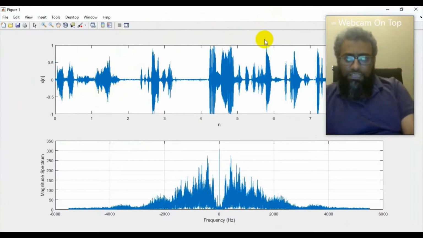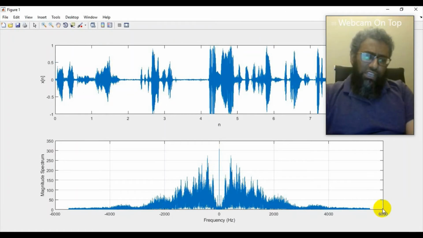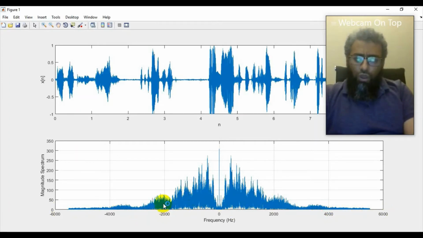Now this is the speech signal and this is its spectrum. What you can see here is that beyond 6000 no frequency exists. Our spectrum lies between minus 6000 and 6000 hertz. And in fact, even after 4000 the frequency values are very small, very few. Most of our signal lies between the frequencies of 0 to 2000, or maximum you can say 0 to 3000. Okay?